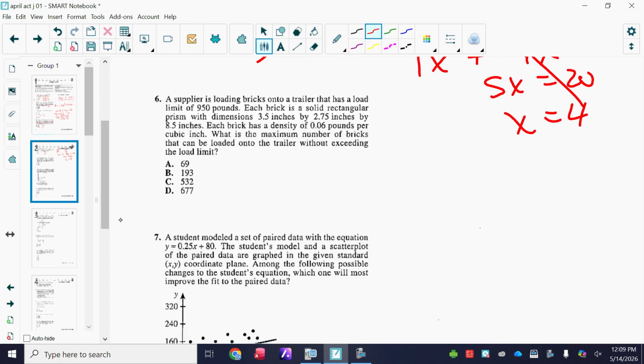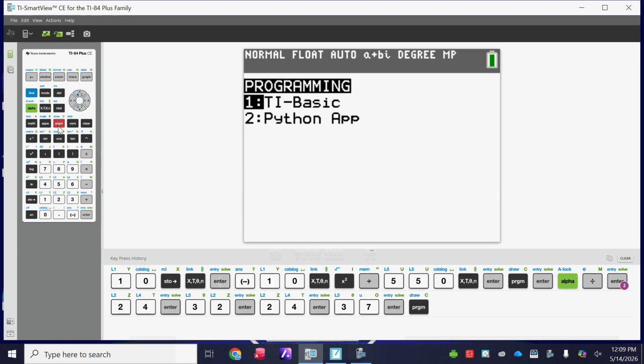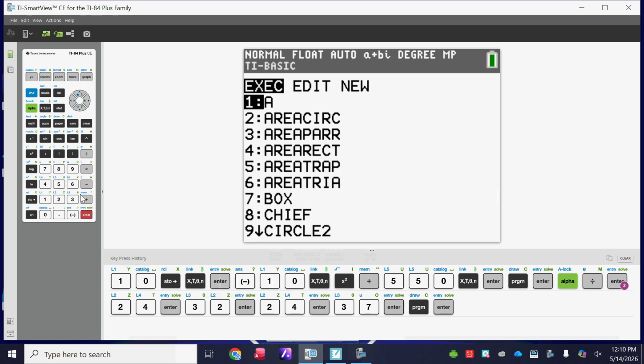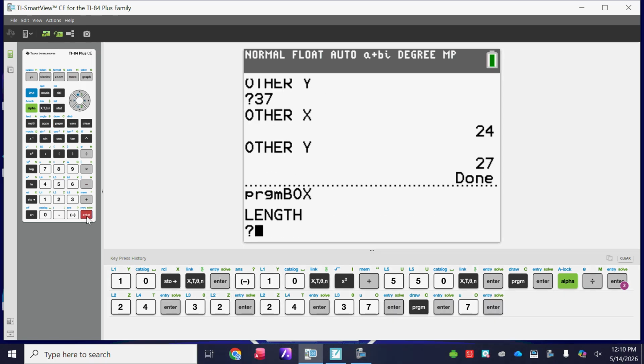All right, here we go. A brick is 3.5, 2.75 by 8.5. That's the box program, which is just going to give you the volume by going length times width times height. So let's see, what were those given dimensions?